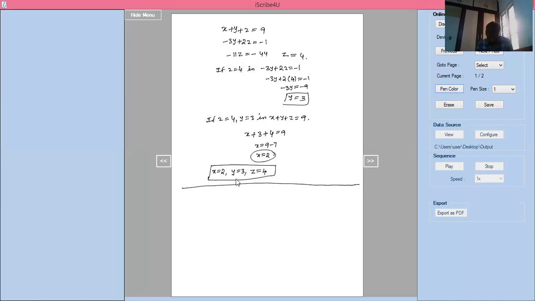See, one problem I have done in Gauss elimination. Next, one more problem I am doing using the Gauss-Jordan method. Solve 2x plus 5y plus 7z equal to 52, 2x plus y minus z equal to 0, x plus y plus z equal to 9 by using the Gauss-Jordan method. Now, the solution.